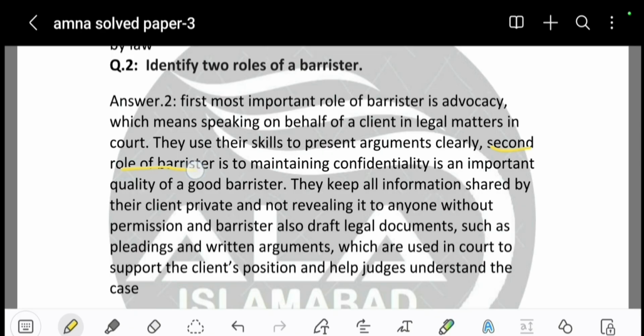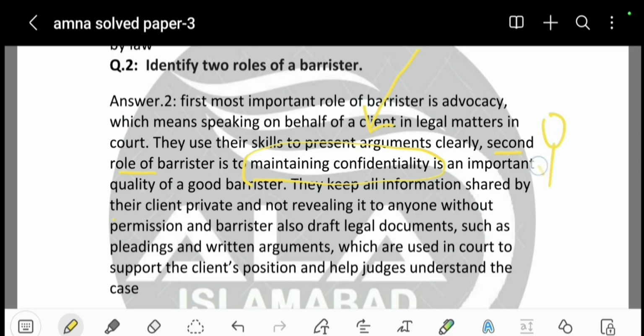The second role of a barrister is maintaining confidentiality, which is an important quality of a good barrister. They keep all information shared by their client private and do not reveal it to anyone without permission. So from here to here, the whole answer is on the same role. In the second role, I said that barristers have a role to maintain confidentiality.